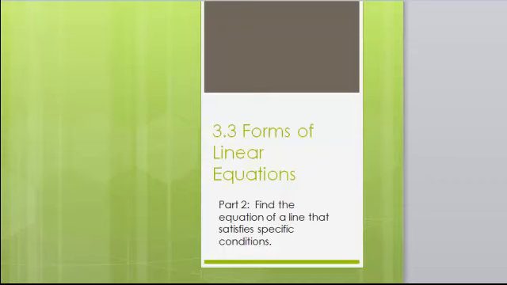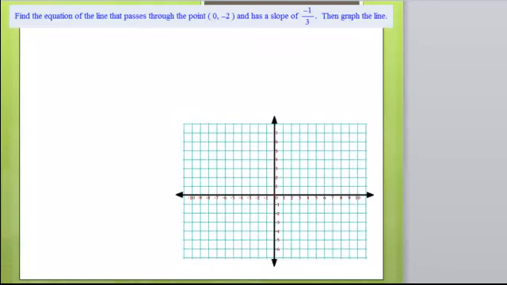Now in this video, we're going to put all of the knowledge we've learned about linear equations to use. Let's see what happens. Find the equation of the line that passes through the point (0, -2) and has a slope of -1/3, then graph the line. Well, what do we know about linear equations?